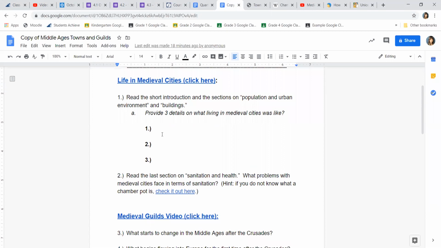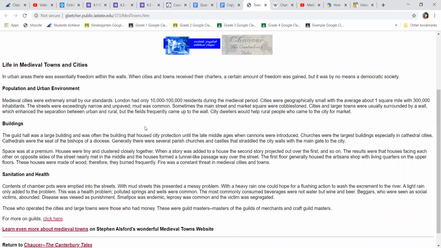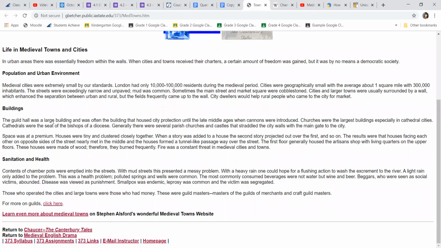So the first part here, they're talking about medieval cities. If you click on this link, this page is going to show up here, and it's going to tell you about life in medieval towns and cities. It's pretty interesting. You take a look at some of the structures and what it would look like. You get an idea for the types of buildings that they had and how they were formed.